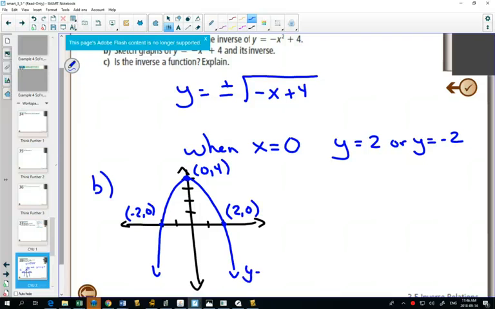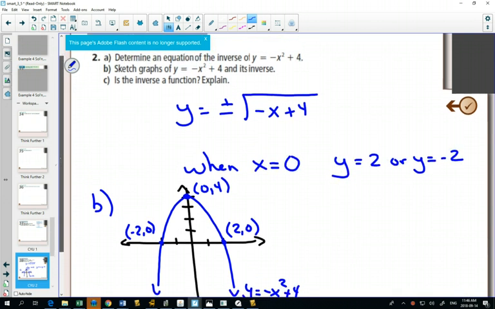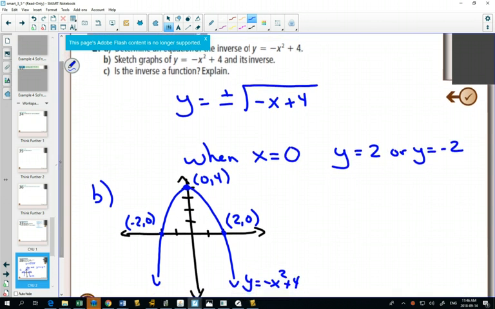This is the graph of negative x squared plus 4. Agreed? And so if I wanted to graph the inverse of this, this is not good? Well, what happened? No, it's good. It's good? Okay. I just understood. I'm confused too.